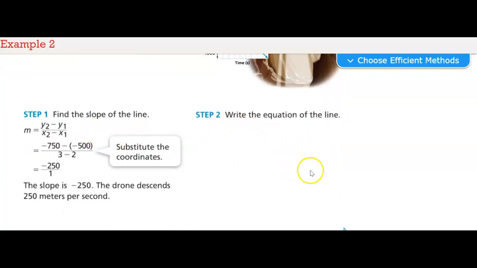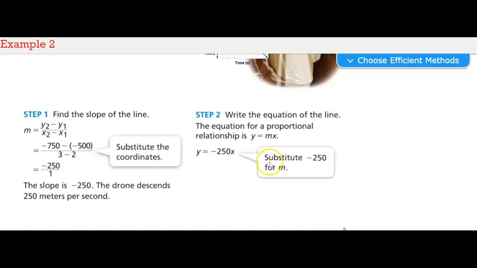So we have step 2, write the equation of the line. So again, the equation is y equals mx. And so you substitute your m with the negative 250, and then you keep your x. And so the equation is y equals negative 250x.